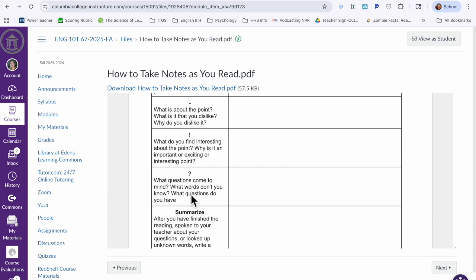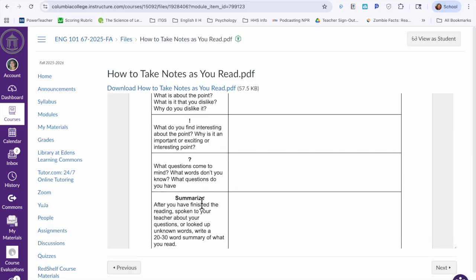What question comes to mind as you read a particular section? Maybe it's a word that you don't know. Maybe it's a question that comes up as you're reading and it connects to something else. And you might ask yourself, well, how does that relate to this? So that's something else you could annotate.